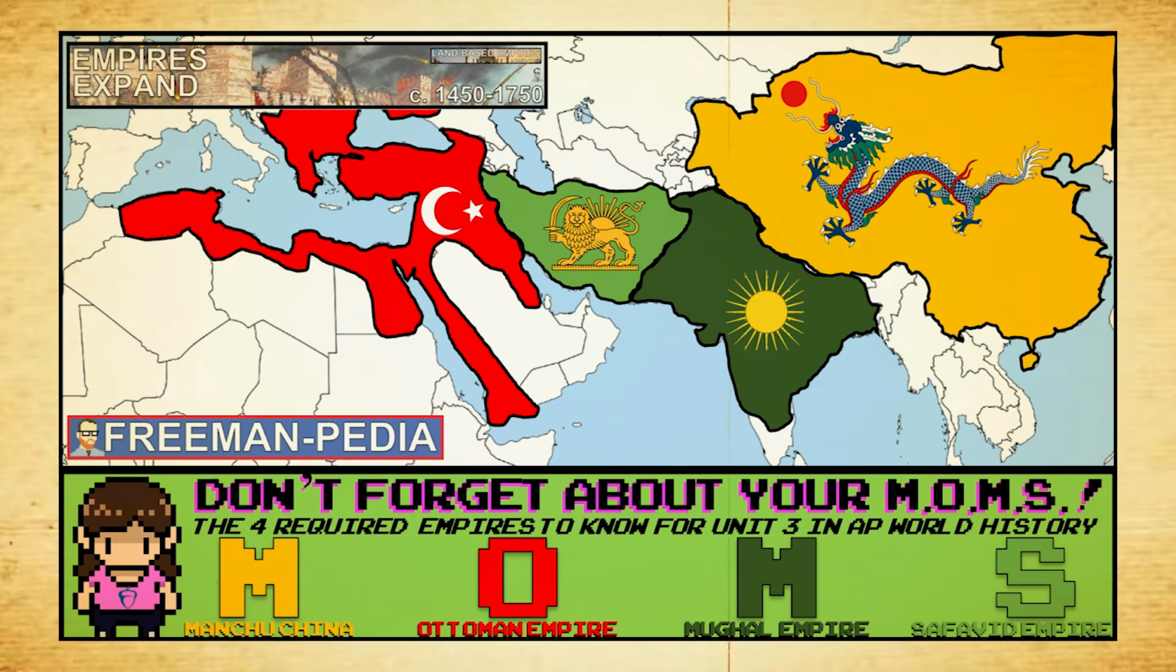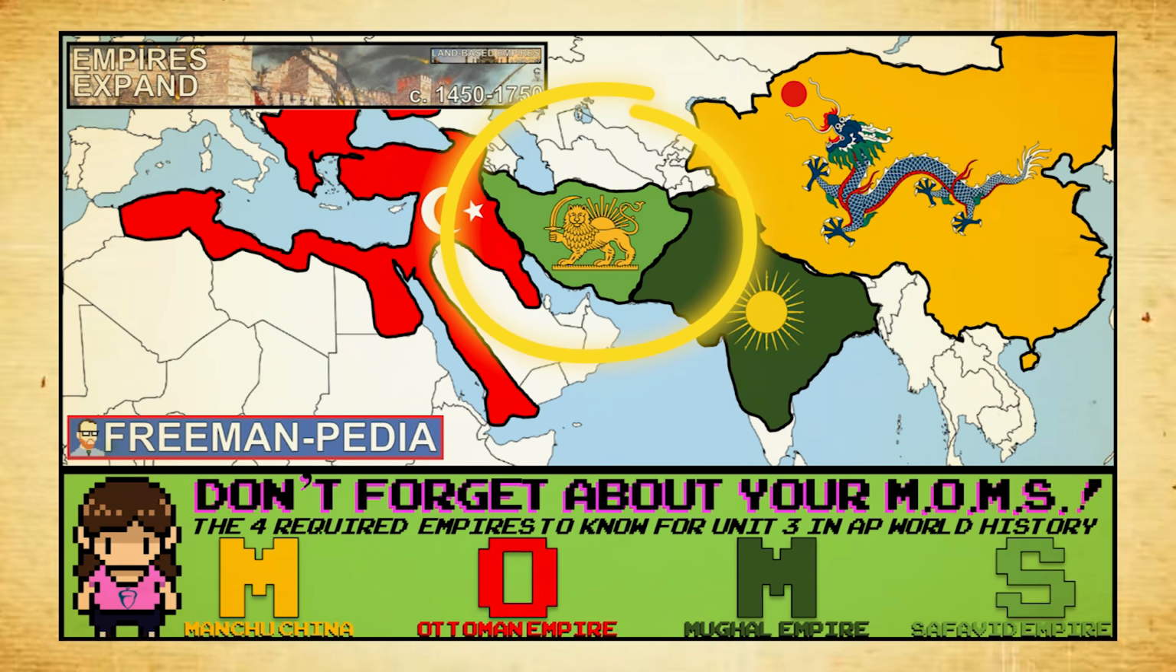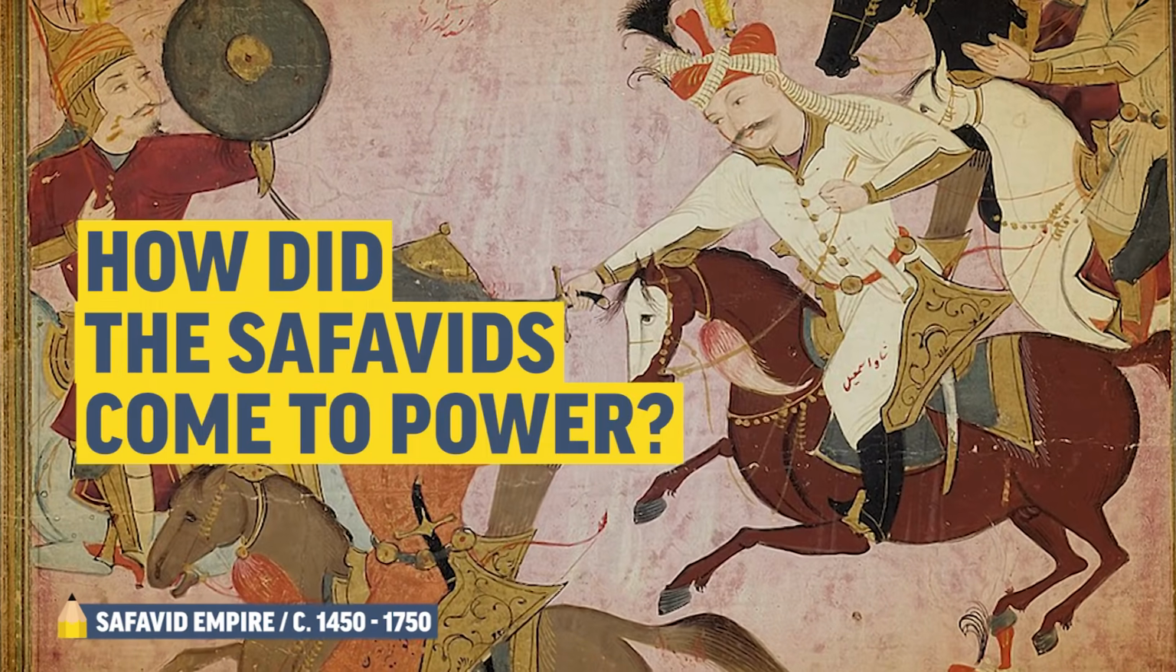We've met the Ottomans, right? Next up, chronologically, the Safavids. So for the Safavids, how'd you get in power? How do you stay in power? Who were you fighting, and what do you believe? Question 1, how did the Safavids come to power?